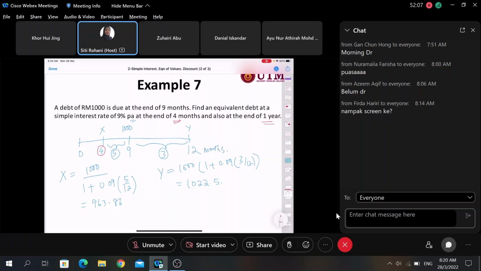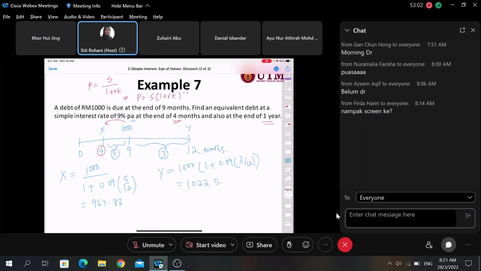So here the difference between 9 and 4 is 5: 4, 5, 6, 7, 8. So 5 months. Since you want to bring this 1000 backward, you need to use the present value formula. So P equals S divided by 1 plus RT, or S times 1 plus RT to the power of negative 1. It's up to you, it's the same, but sometimes students get confused. So you use the present value formula because now the arrow is moving backward.